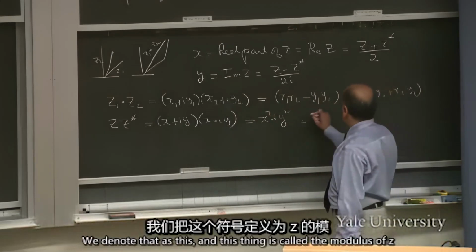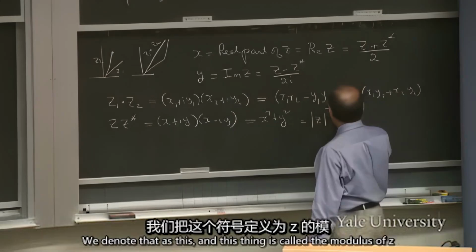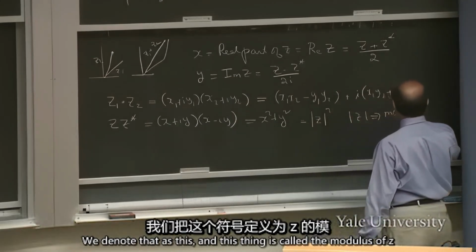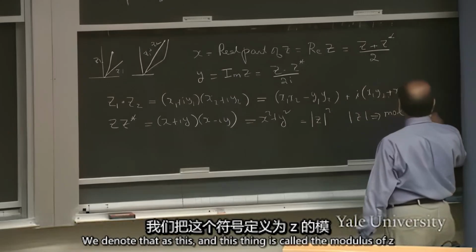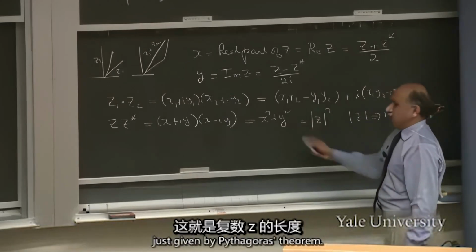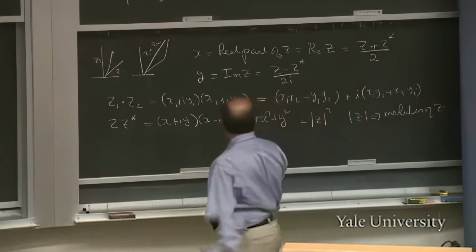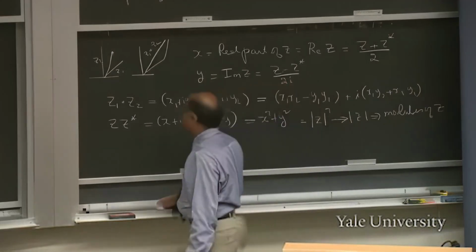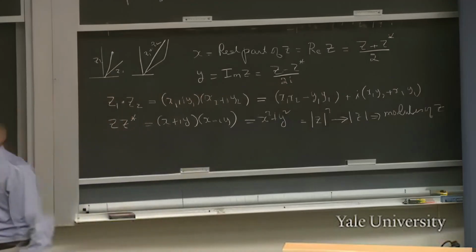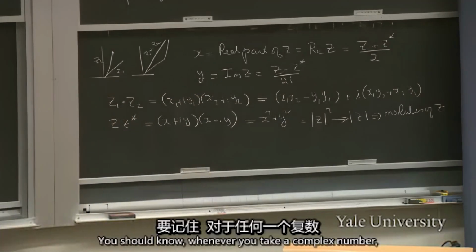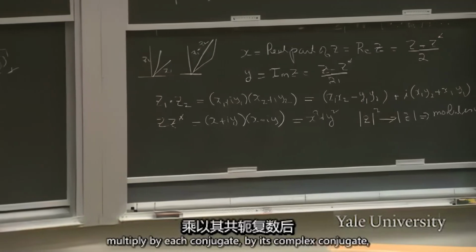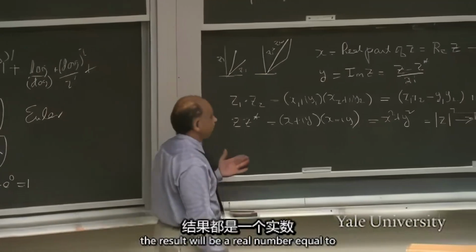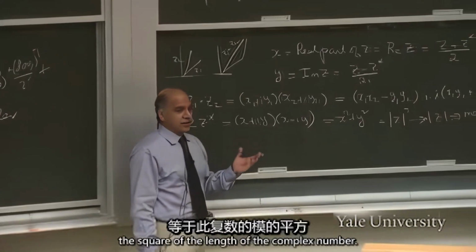We denote that as this, and this thing is called the modulus of z. It's the length of the complex number z. It's just given by Pythagoras' theorem. You should know, whenever you take a complex number and multiply by its complex conjugate, the result will be a real number equal to the square of the length of the complex number.